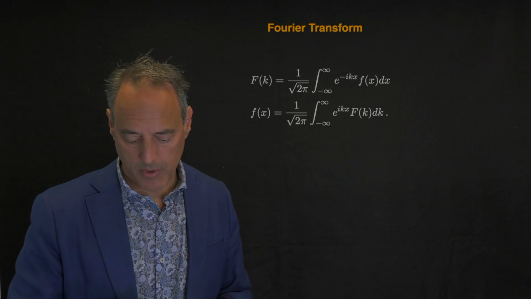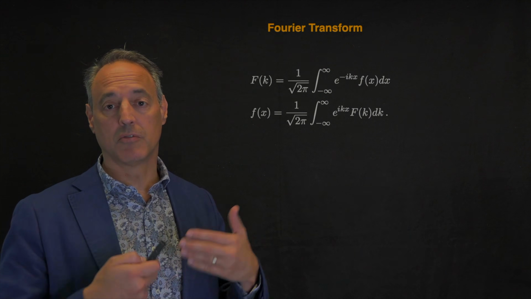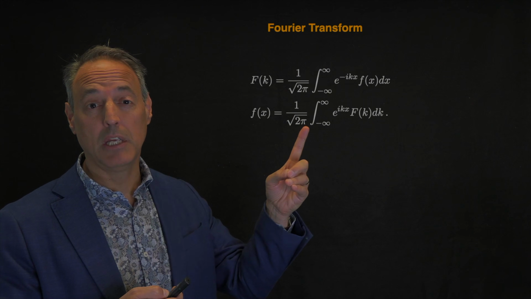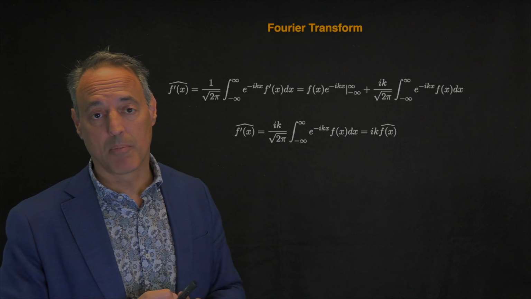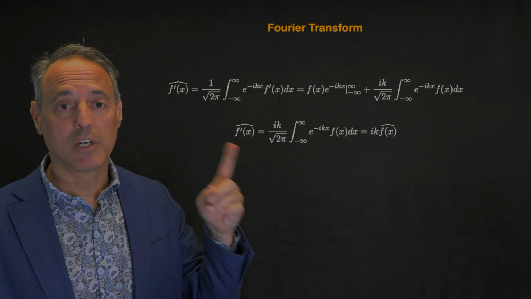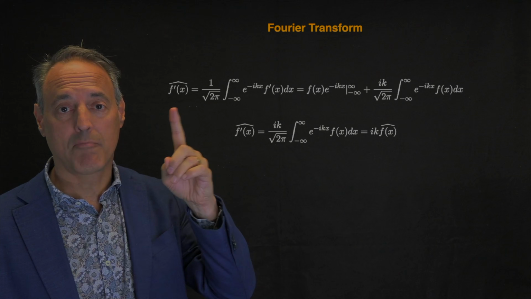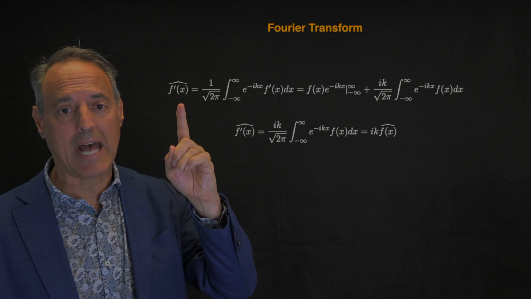So what I'm going to show you is that if we use the Fourier transform, one of the most important properties, in addition to the n log n speed, is the derivative property. So let's take the Fourier transform of the derivative of f of x. So f prime of x is the derivative, and I Fourier transform it, which is represented by the hat.